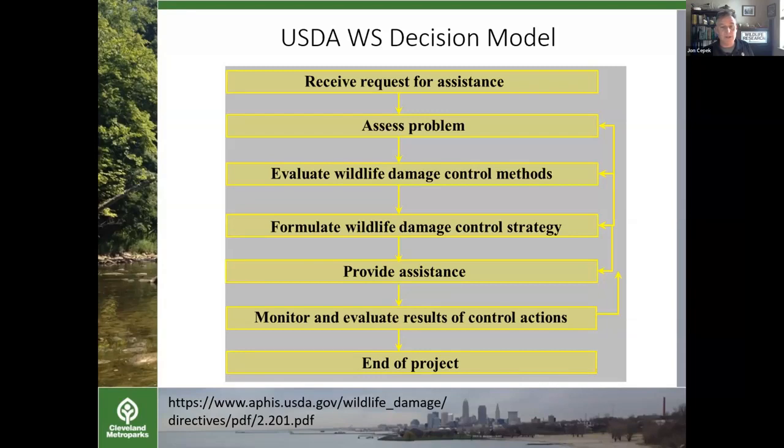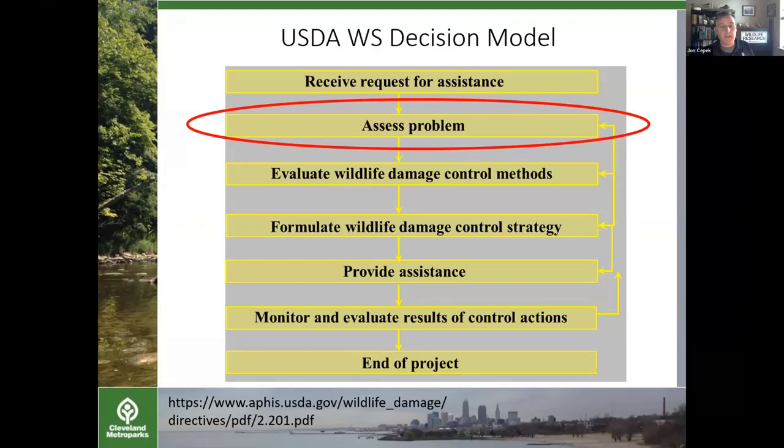So when direct management is provided, it's necessary to monitor the results. Monitoring is important for determining whether further assistance is required and you cycle back through the steps, or whether the problem has been resolved and the project ends. So evaluation is obviously used to determine whether additional techniques are necessary.